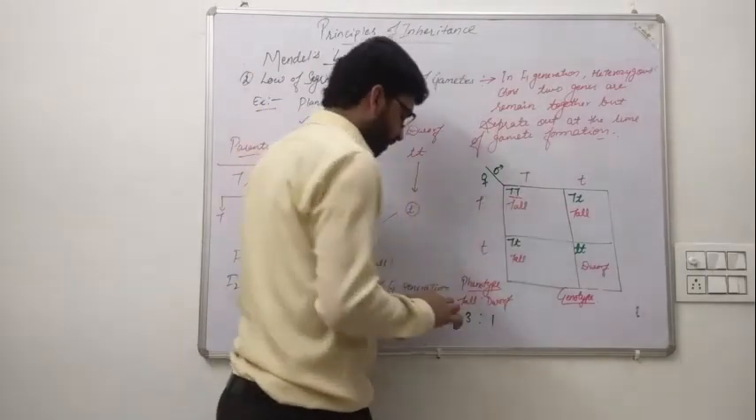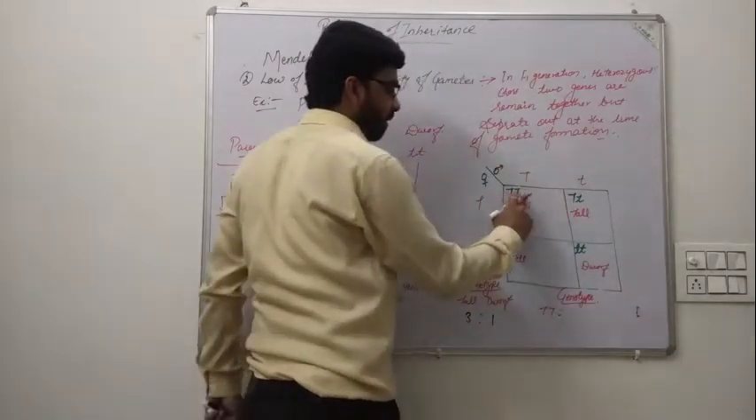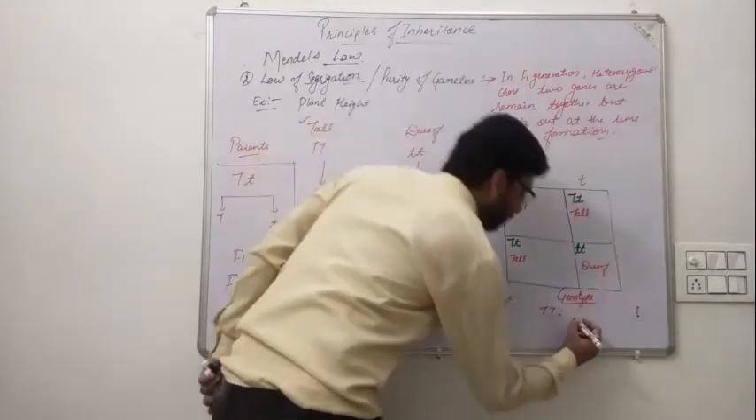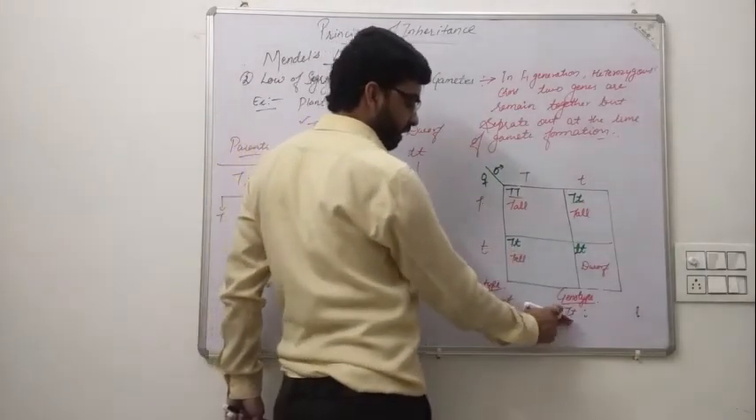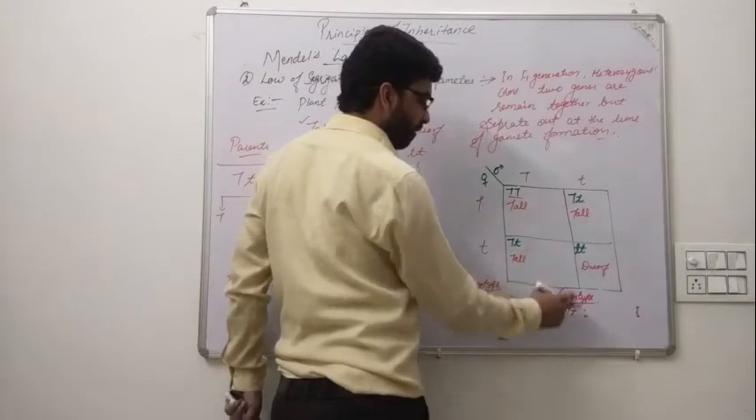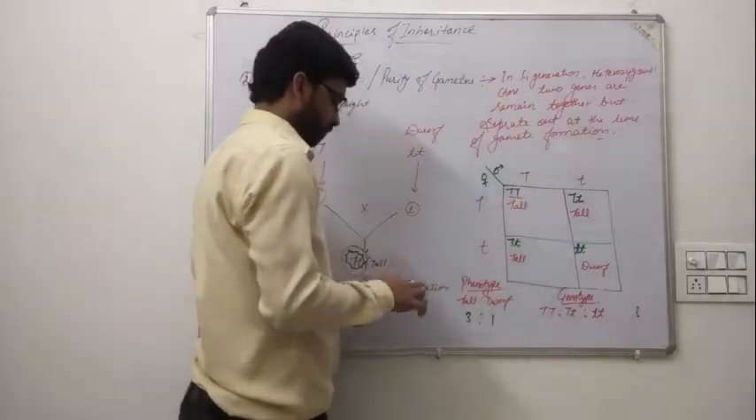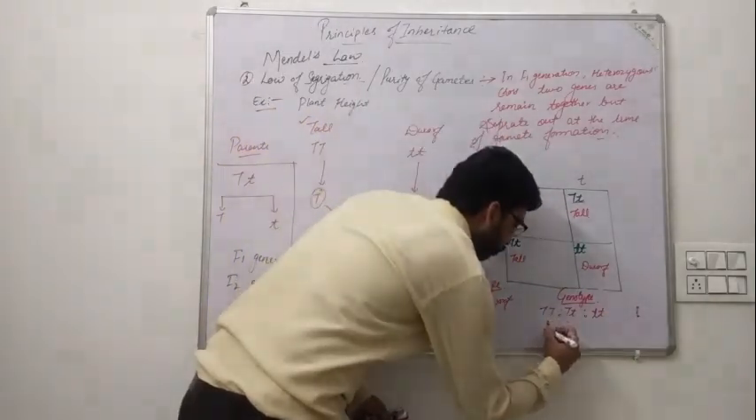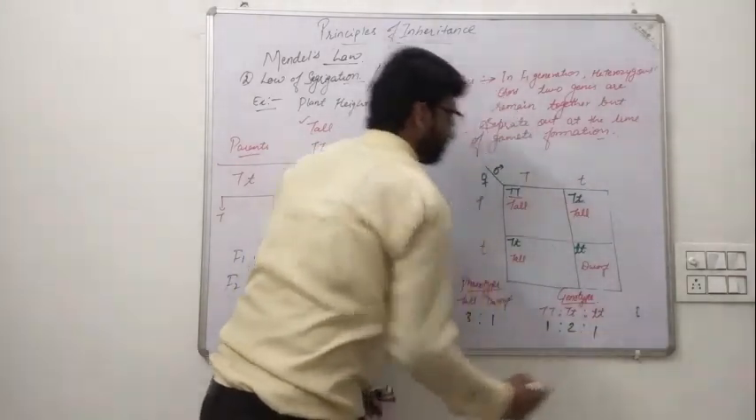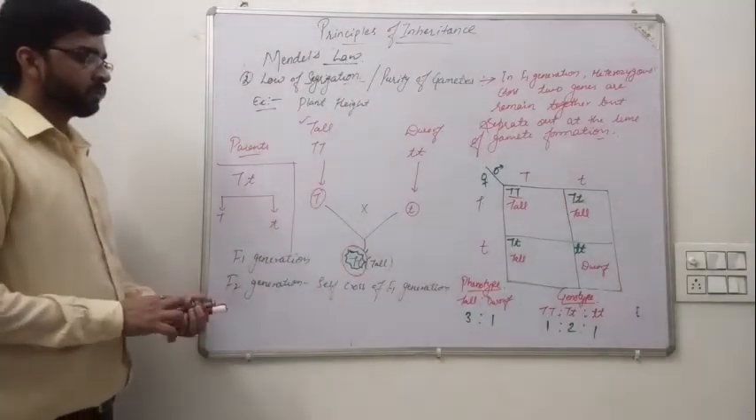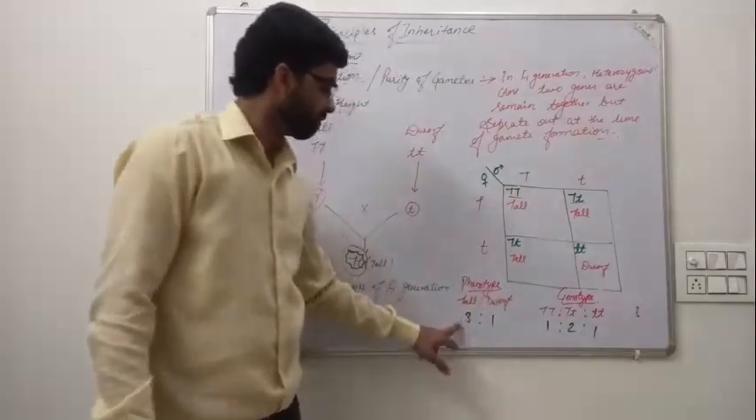First of all, capital T, capital T. After that, the genotype is capital T, small t. Capital T, small t. Again capital T, small t. So we just write it here once, so it is never repeated. Next one, small t, small t. So the characters are: 1 capital T capital T, 2 of capital T small t, and a single one, small t small t, that's a 1. So the genotype is 1:2:1 and the phenotype is 3:1.